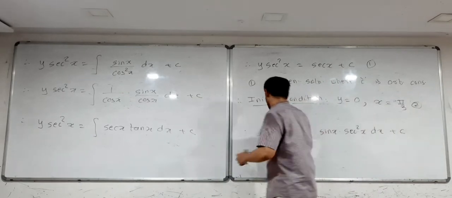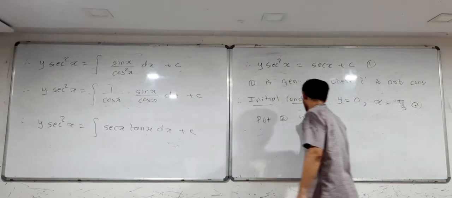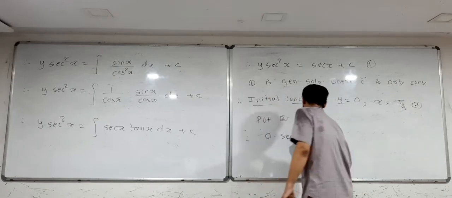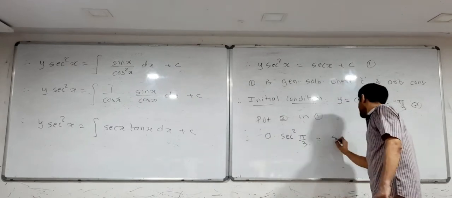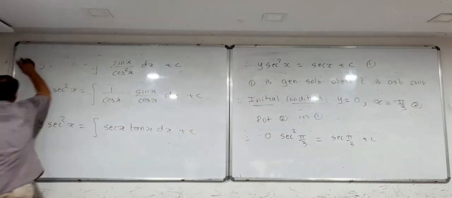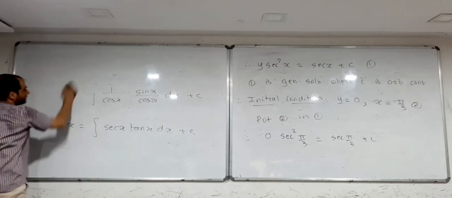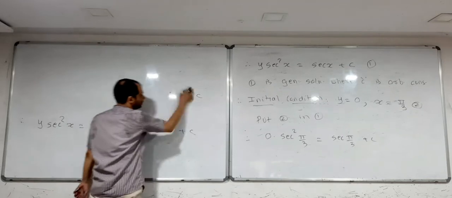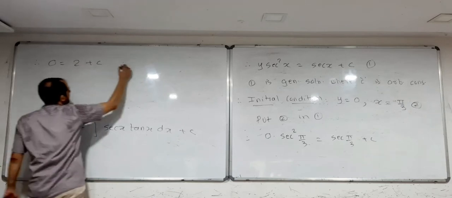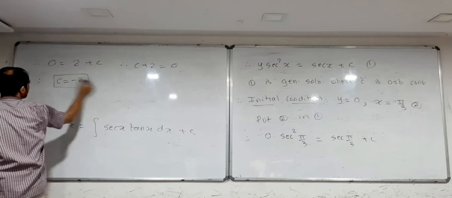Put 2 in 1. What will y be? 0. 0 into sec square of pi by 3 is equal to sec of pi by 3 plus c. 0 into anything is 0. Sec pi by 3 is sec of 60 degrees, which is 1 by cos 60, which is 1 by half, so 2. So 0 is equal to 2 plus c, therefore c is minus 2. That is our result number 3.